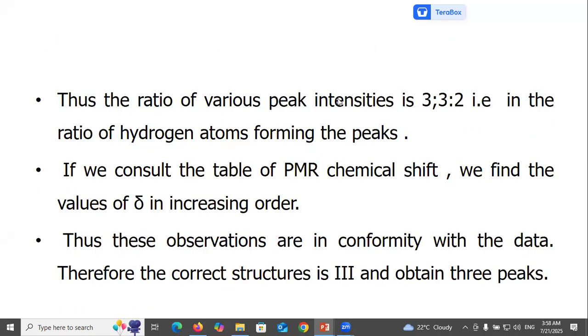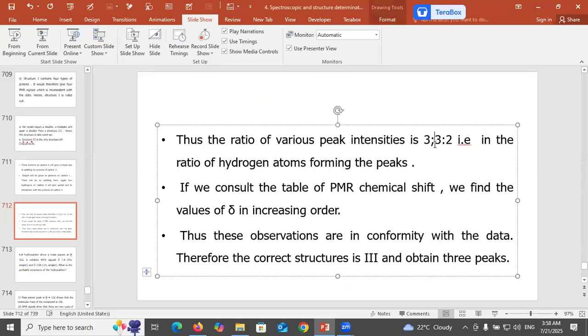Thus the ratio of the various peak intensities is 3 to 2, that is, in the ratio of the hydrogen atoms forming the peaks. If we consult the table of PMR chemical shifts, we find the values of delta in increasing order. Thus, these observations are in conformity with the data. Therefore, the correct structure is the third, and often the three peaks.